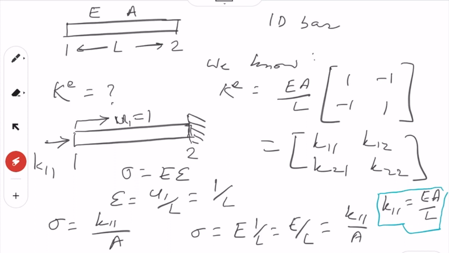The meaning is, if displacement at node 1 is unit, then whatever force is needed to give node 1 displacement equal to 1, that force is called K11. One for force at 1 and 1 for displacement at 1, right?